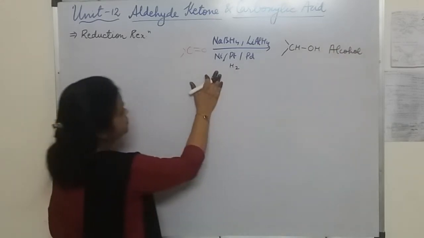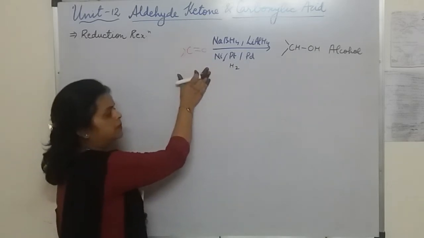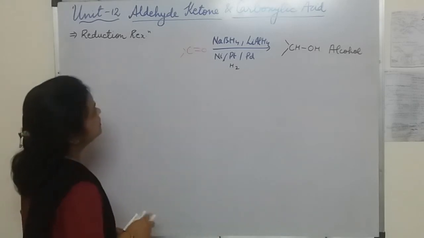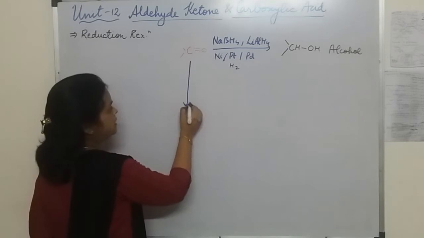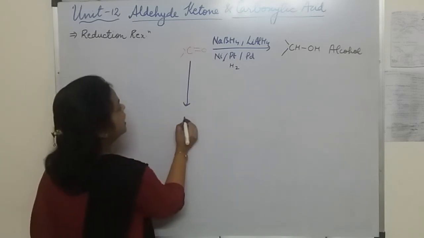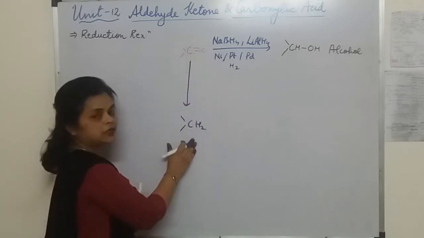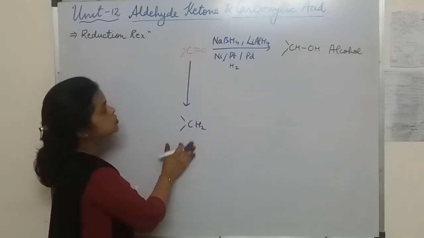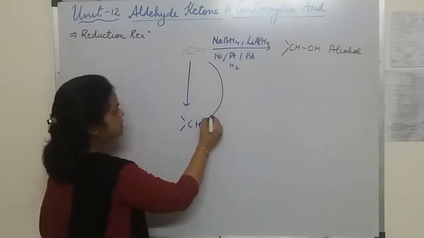Okay, so first way, the reduction reaction, the carbonyl compounds can be reduced to alcohol. The second one, where the carbonyl compounds can be reduced to hydrocarbon, CH2. Students, this reaction is very important in doing the conversion. So by three ways we can convert this. Let's see that.